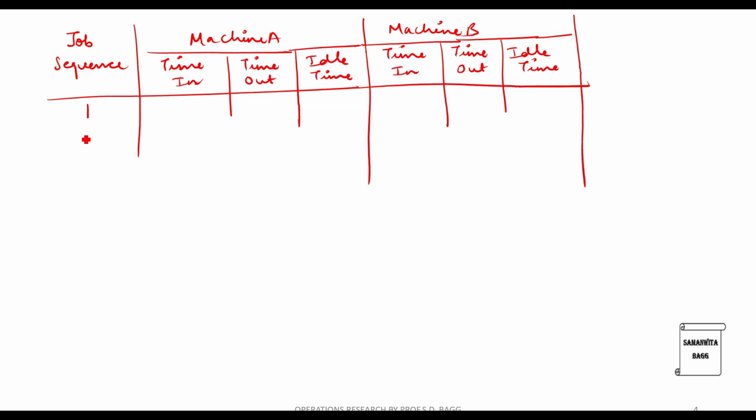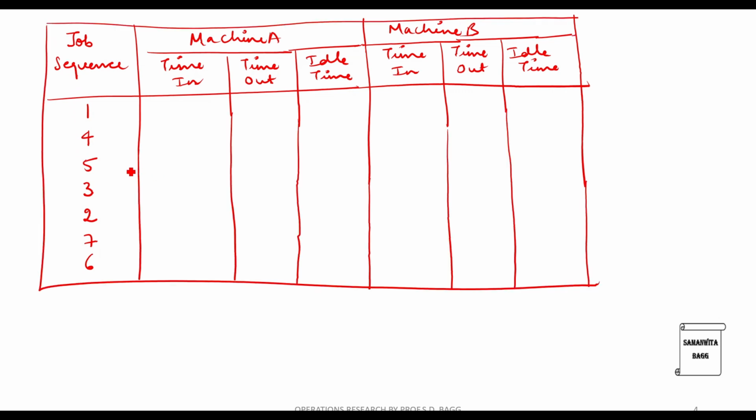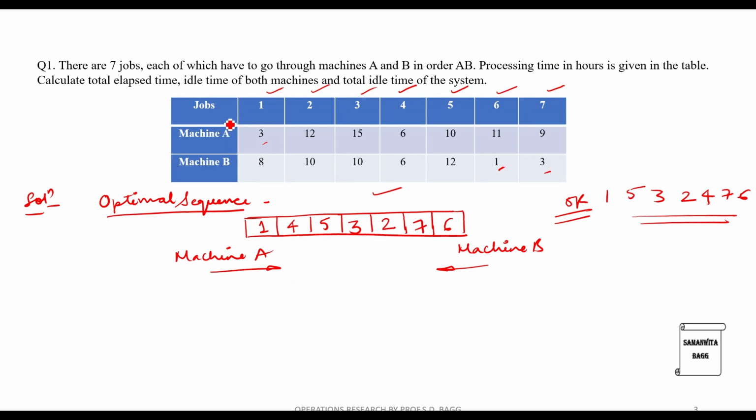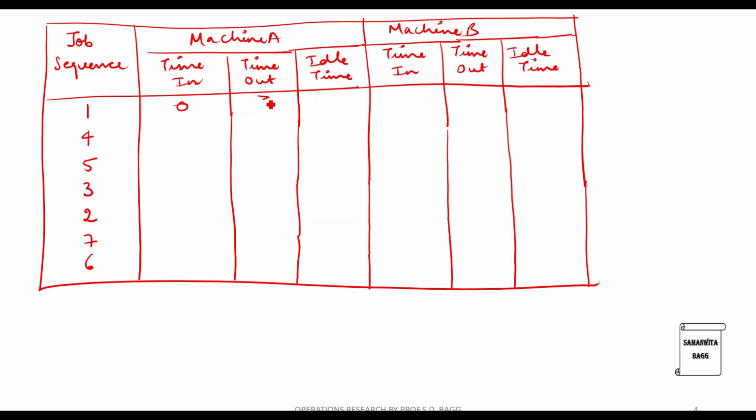So the sequence I am using is 1, 4, 5, 3, 2, 7, 6. Now this job 1 will first enter machine A, then it will go to machine B and then it is out of the system. So we will start, and start is always at 0. So in time for job 1 on machine A is 0. Then we will go to the table and we will see job 1 on machine A takes 3 hours. So this is 0 plus 3 is 3. There is no idle time for machine A because it is starting at the 0th hour.